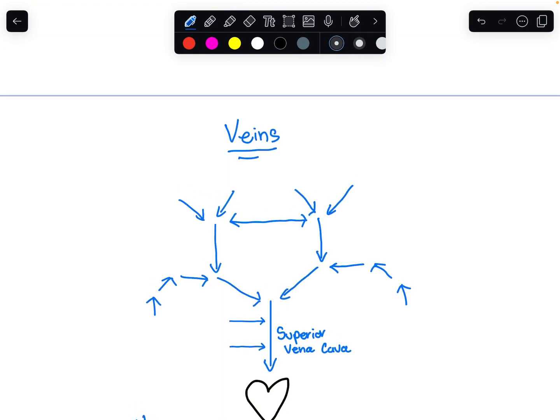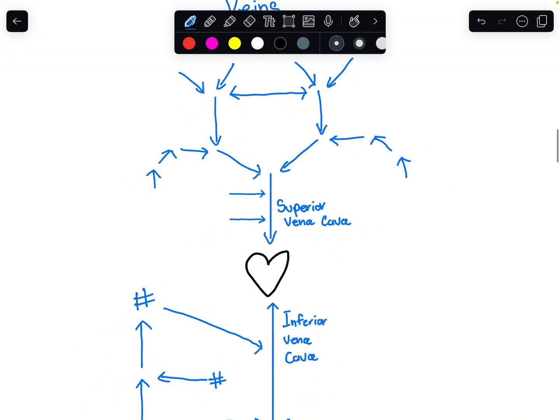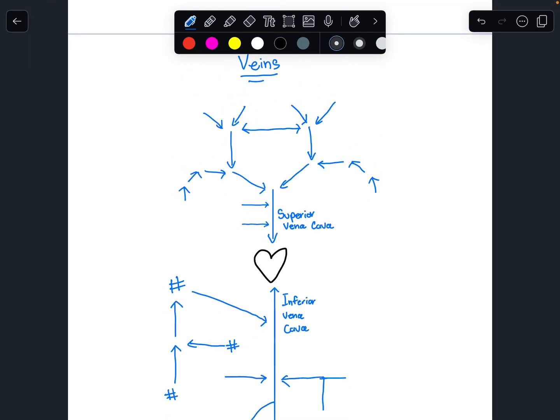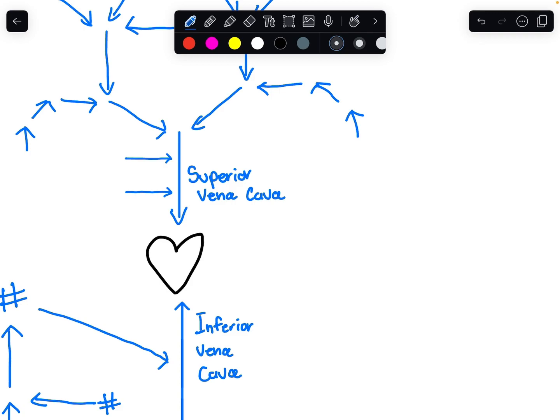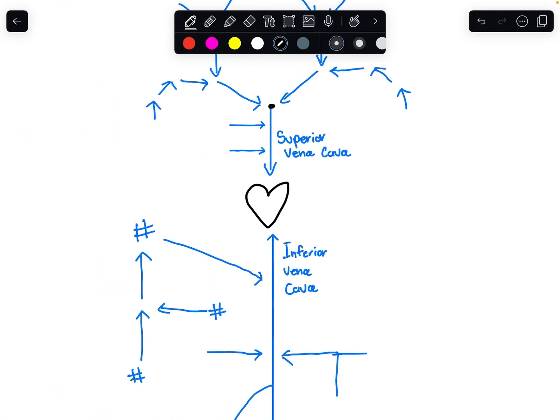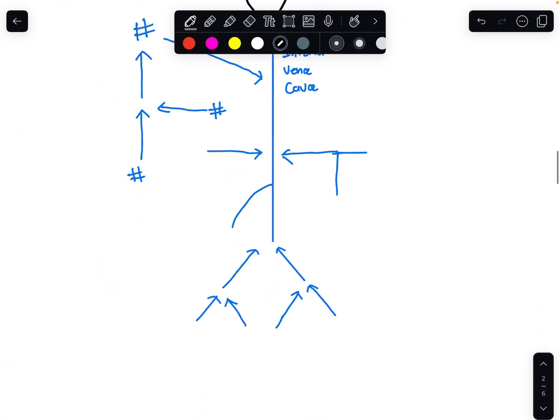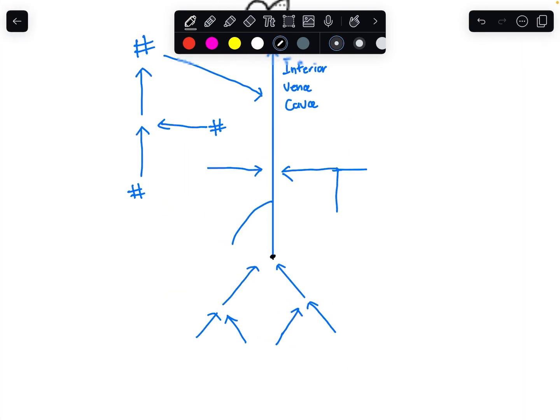Okay, nice. So going over the veins of the body, she wants us to know the landmark. The landmark in this case is the superior vena cava, which is this one right here. And the landmark for the veins in the bottom of your abdominal is this one. That's your inferior vena cava.